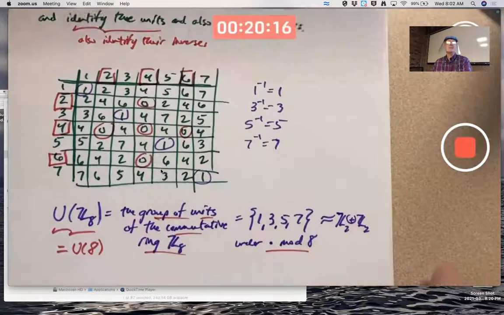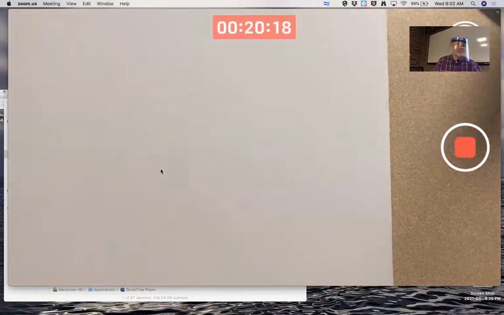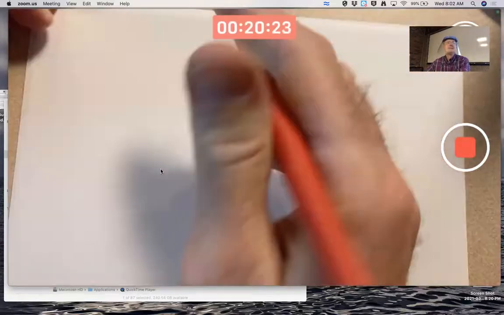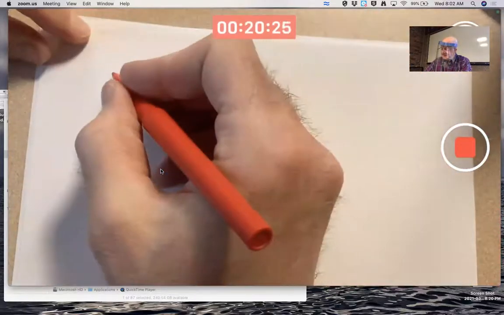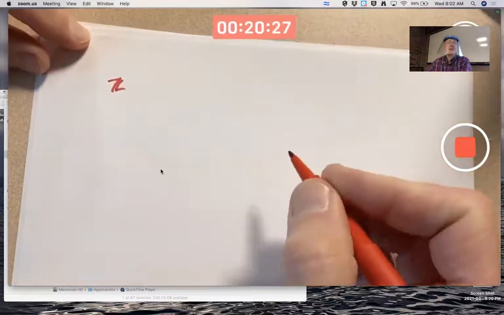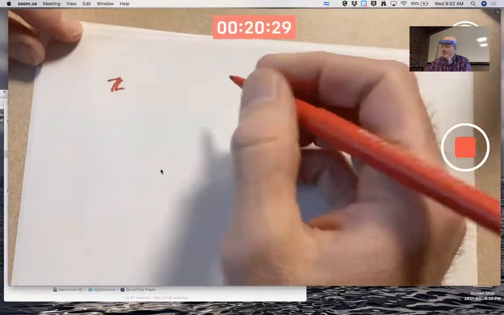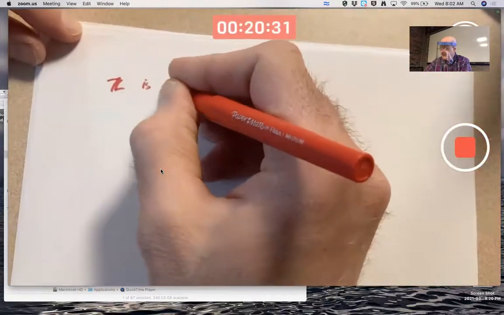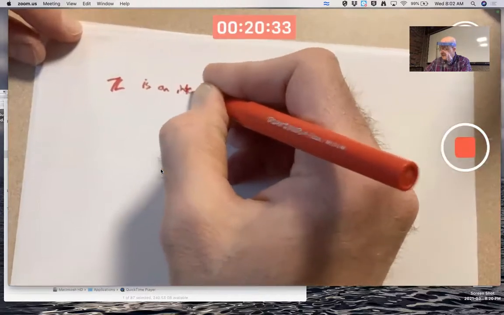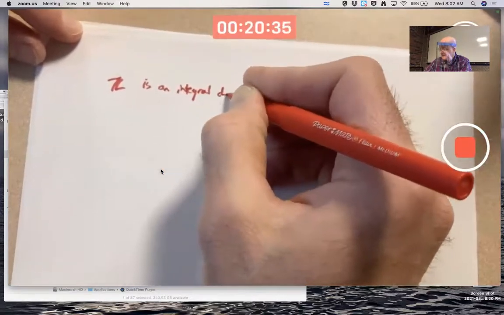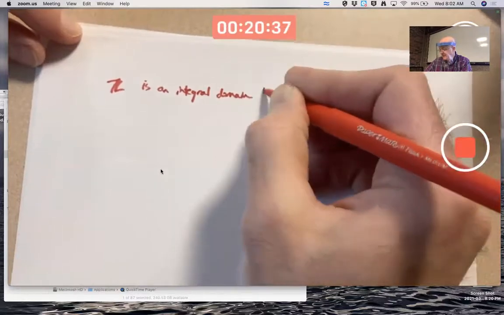But there are plenty of infinite integral domains that are not fields. Let's just summarize some examples here. Z itself, the integers, is an integral domain, but not a field.